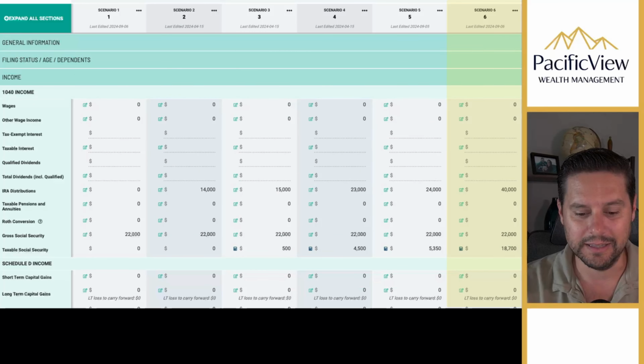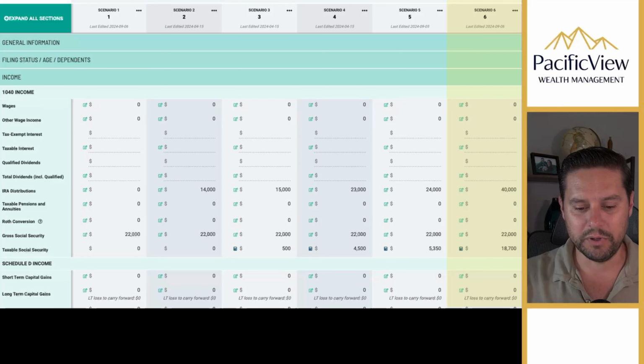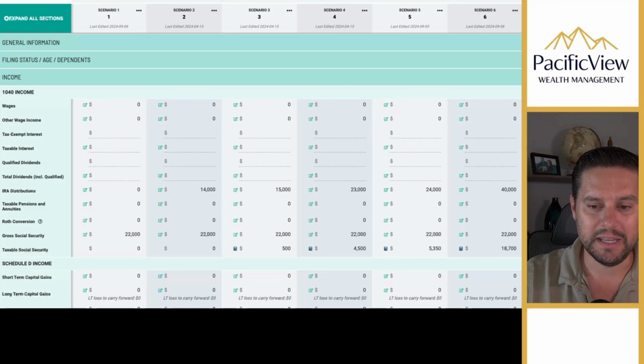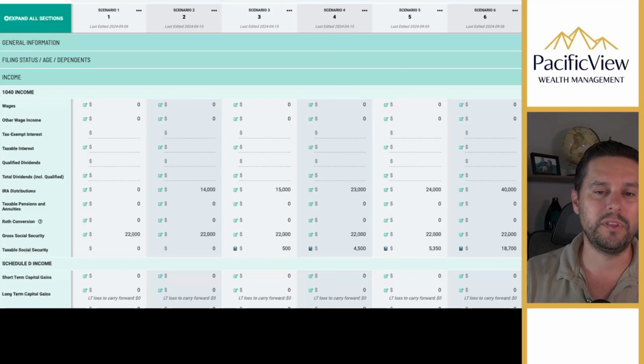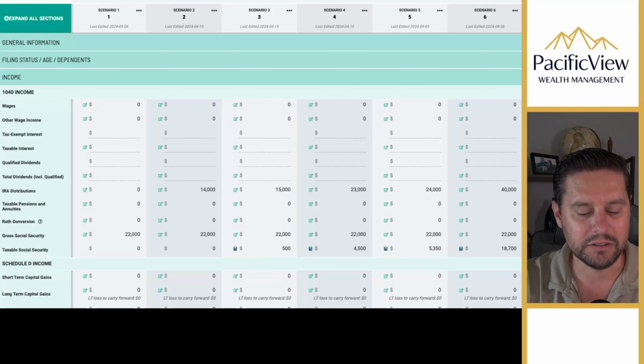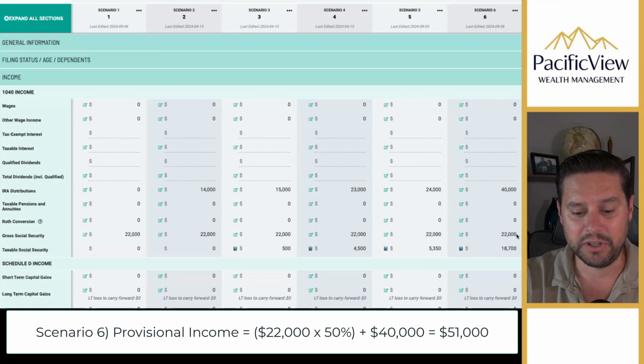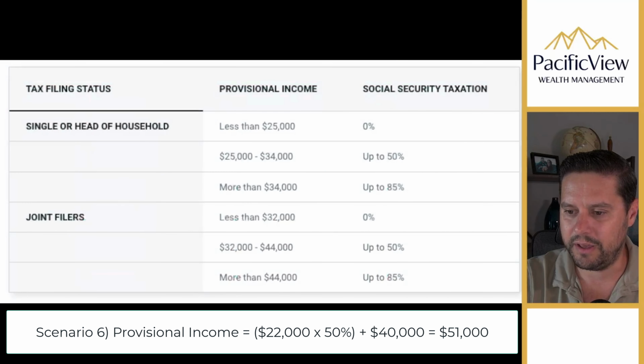This one is the last one because we've reached our cap. Once you get to the point where 85% of your benefits are being calculated, you'll never have more than that subject to federal income taxation. So in this case, 85% in scenario 6, 85% of $22,000 is $18,700. We took half of $22,000 in determining our provisional income. We took half of $22,000, added on $40,000. That puts us at $51,000.